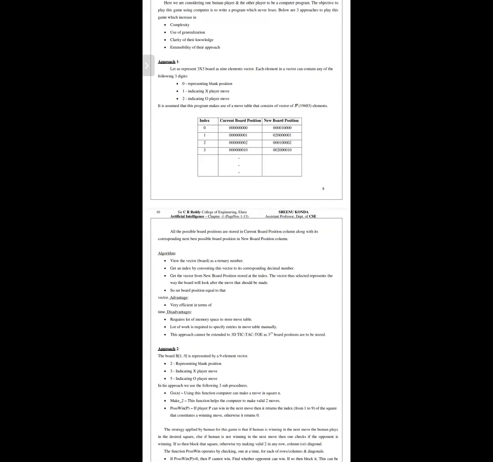That means it takes less time. Coming to the disadvantages of this particular approach, it requires a lot of memory space to store the move table. That is one disadvantage. Next, a lot of work is required to specify entries in the move table manually, so the work increases.